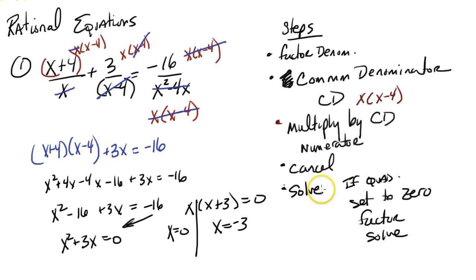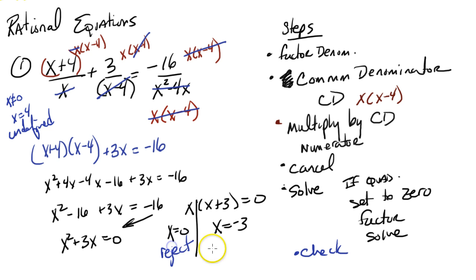Now, last step, check. If you look back at the original problem, there's two numbers that would be bad. Check especially for undefined. x can't be 0, x can't be 4, because it makes undefined. Now look at our answers. One's a 0, one's a negative 3. We already said it can't be 0. So this guy, we reject it. I don't scribble it all out, I just reject it. So my final answer will be x equals negative 3.